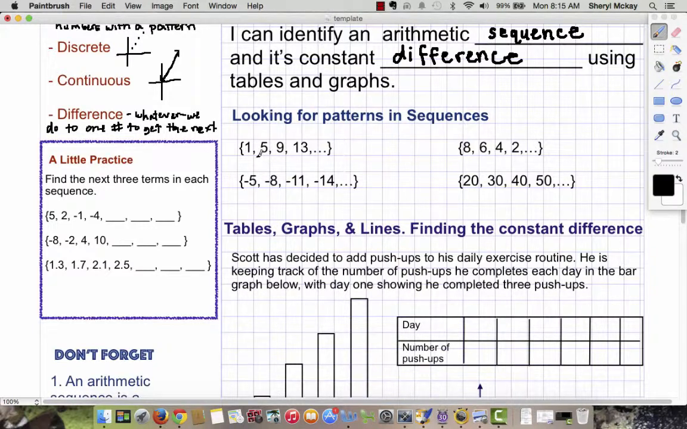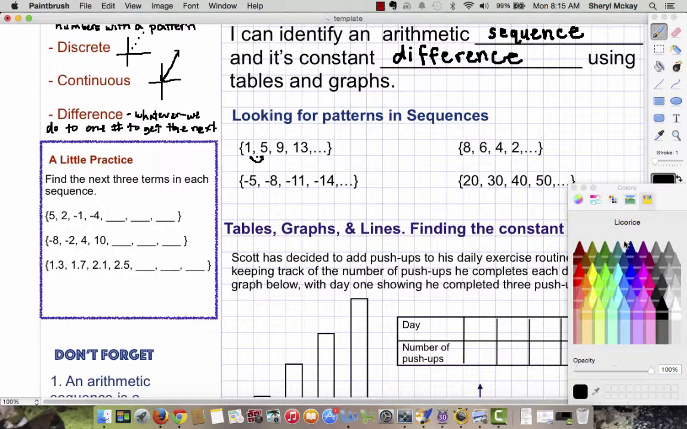So I think you may have noticed that from 1 to 5, we added 4, right? And then from 5 to 9, we added 4. And then from 9 to 13, we added 4. So the next number would be 4 more, which would make it 17. Okay? Go ahead and do the next one.